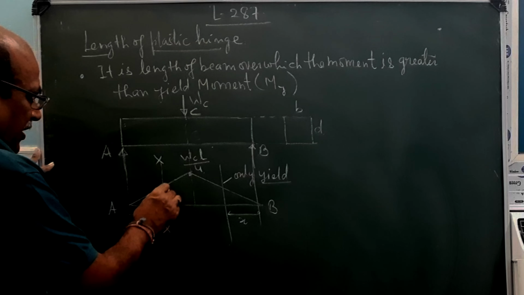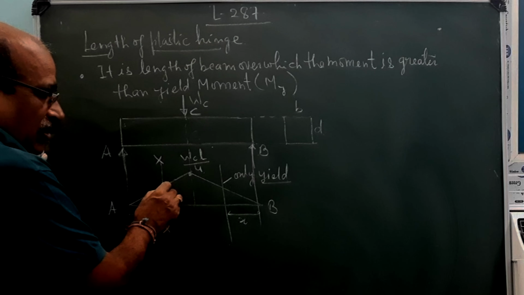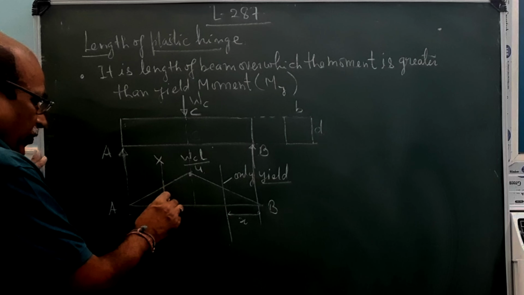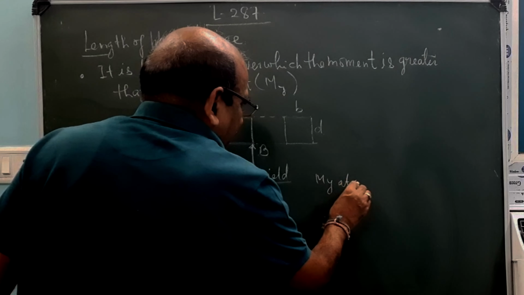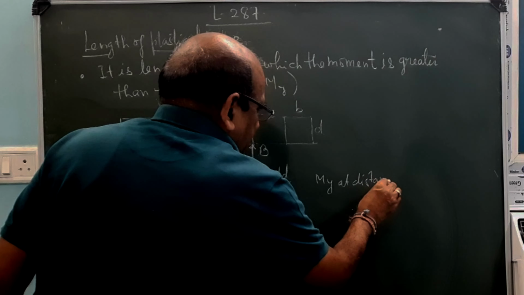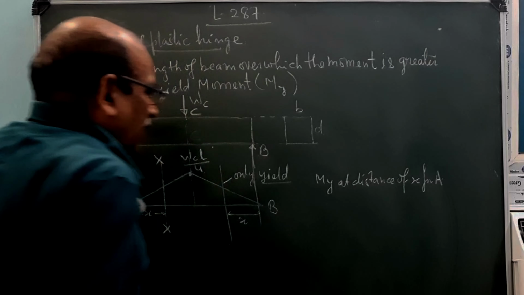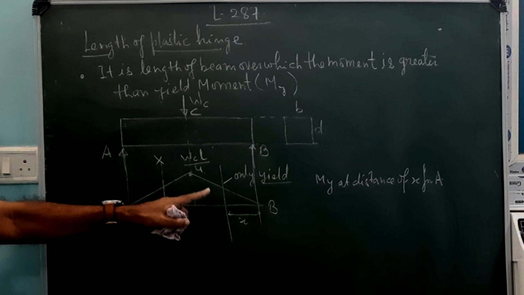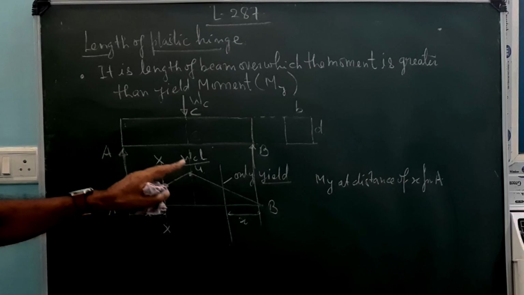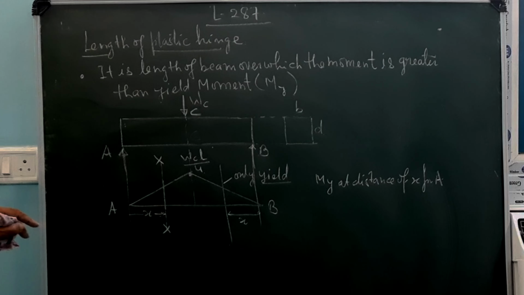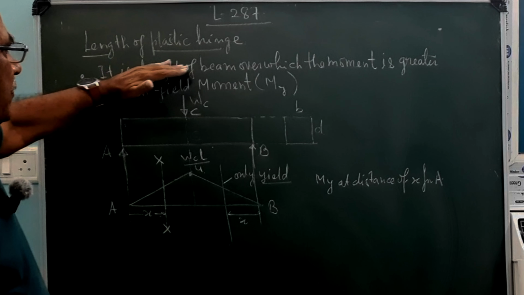So we can have the idea that at a distance of a section x, at a distance of x, there will be only yield, and in this zone, this is the yield point. This is My, at a distance of x from A. And the remaining zone is in plastic collapse, plastic deformation. So how will we find out the length, that is the length of plastic hinge.